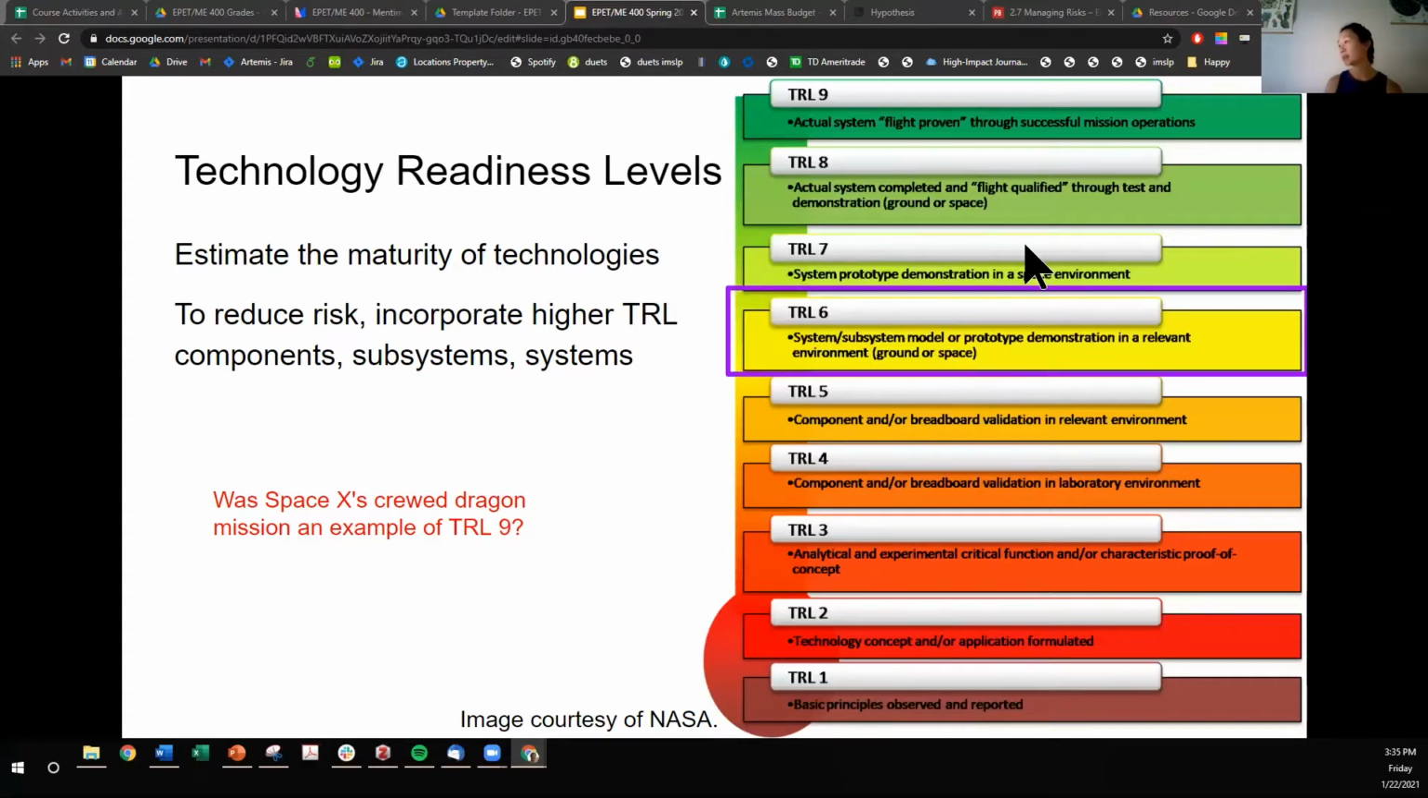And then TRL 7 is the space environment where you just send it to space. It doesn't yet prove that the system works, but you have a prototype in space. And then TRL 8 is the system is completed through test and demonstration in space. And then TRL 9 is all the way, all the success criteria have been passed.